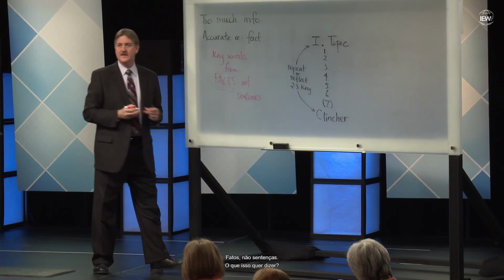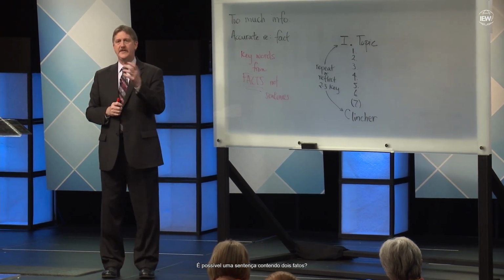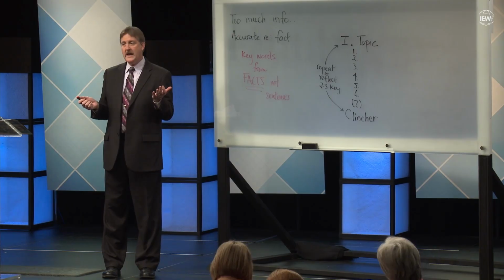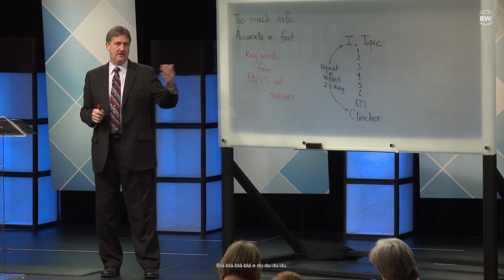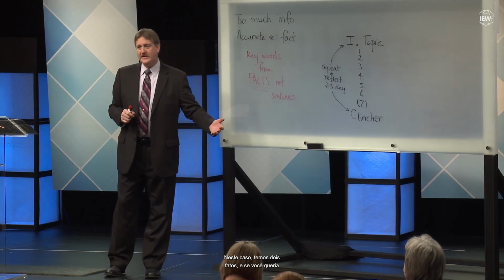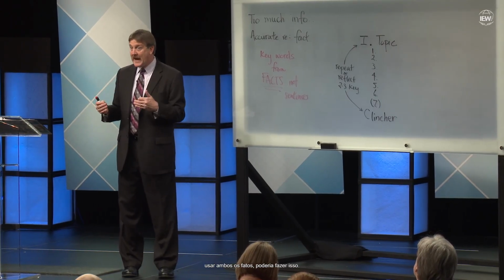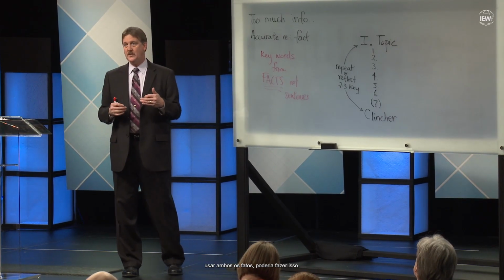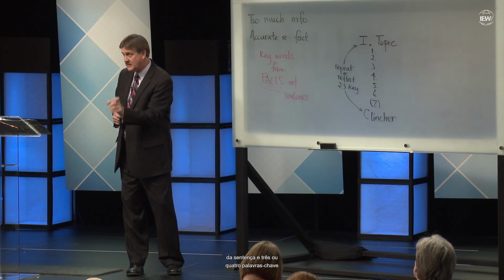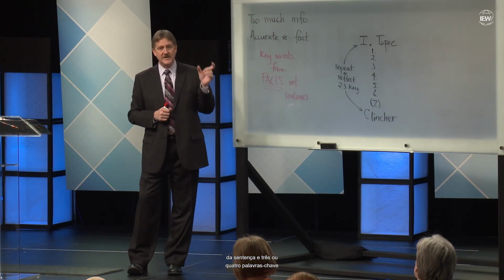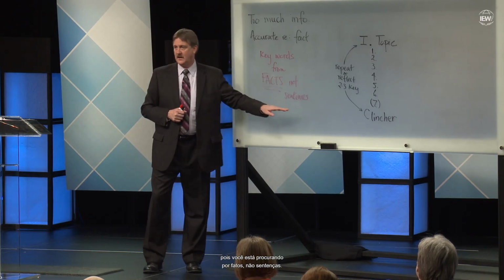Okay? Facts, not sentences. What does that mean? Is it possible for one sentence to have 2 facts in it? Yeah, absolutely. A compound sentence probably would. Blah, blah, blah, blah, and do-do-do-do. In that case, you've got 2 facts, and if you wanted to use both of those facts, you could do that. You could take 3 or 4 keywords from the first half of the sentence and 3 or 4 keywords from the second half of the sentence because you're looking for facts, not sentences.